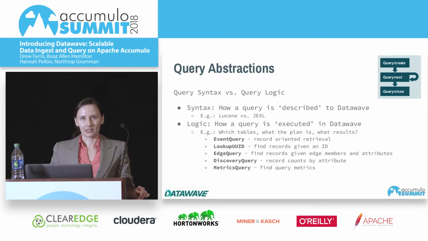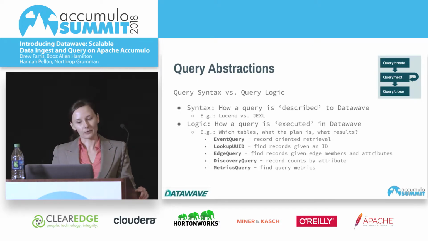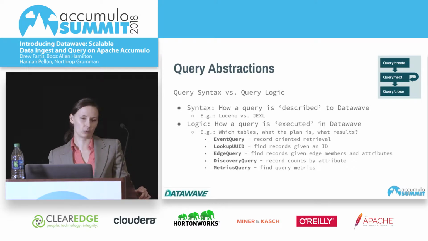And then maybe you don't necessarily want to see all the nitty-gritty details of the records that you're searching over. Maybe you want to do something more like an existence check or get some counts, and for that you can use a discovery query logic. Then the metrics query is pretty useful. We didn't mention the query tables before, but Datawave will keep track of what queries are executed on your system, who ran them, what the plan was, and how long it took. So it gives you an idea of how your system is being used and how well it's performing.